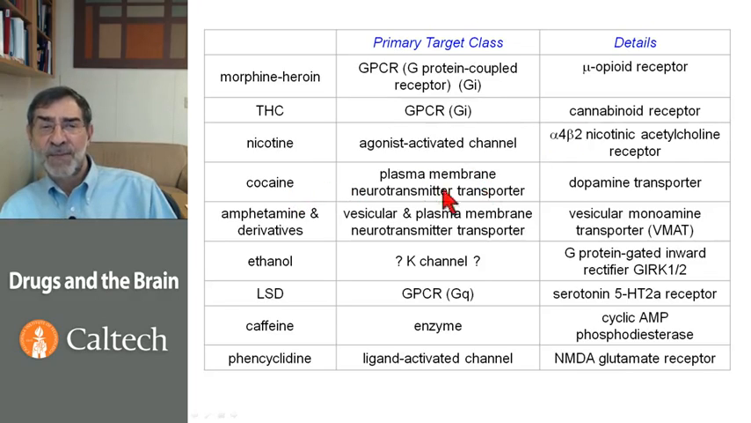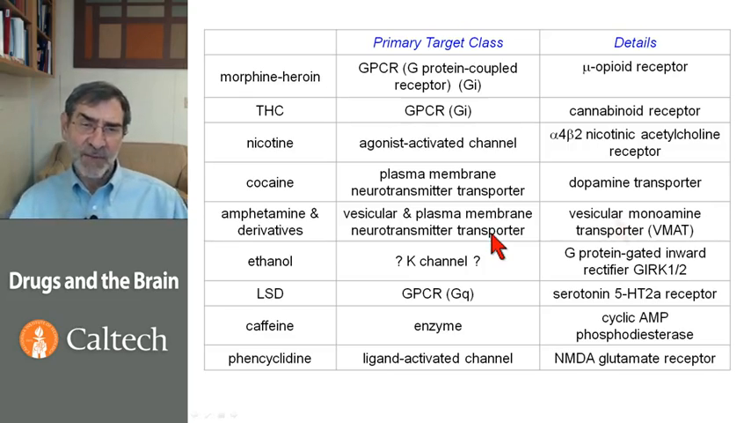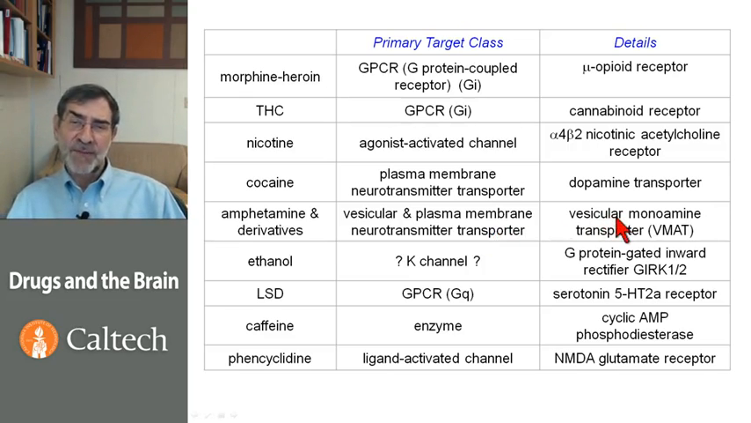Cocaine acts on a plasma membrane neurotransmitter transporter, the dopamine transporter, which we've also called DAT. Amphetamine and derivatives act on both vesicular and plasma membrane neurotransmitter transporters. We saw this in a previous lecture. The vesicular transporter that's most strongly affected is the vesicular monoamine transporter, also abbreviated VMAT.